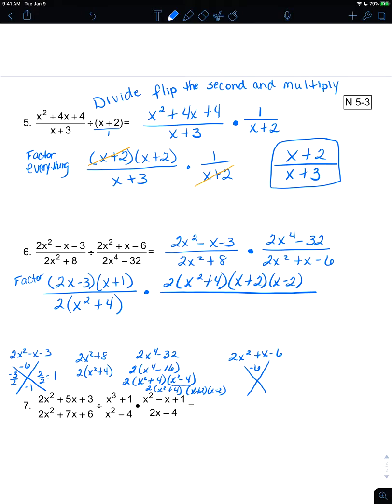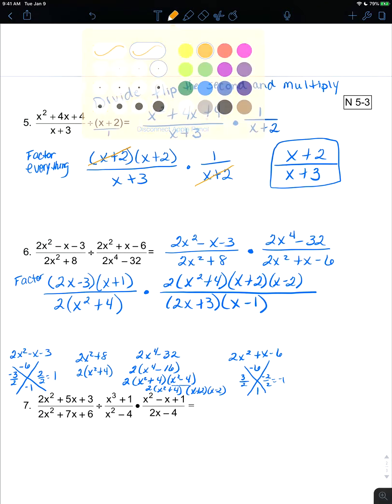It's a negative 6 over positive 1, divide by 2. So that would be positive 3 and negative 2, which reduces to negative 1. So we've got 2x plus 3 and x minus 1. Okay, so that whole thing factored is all of this.